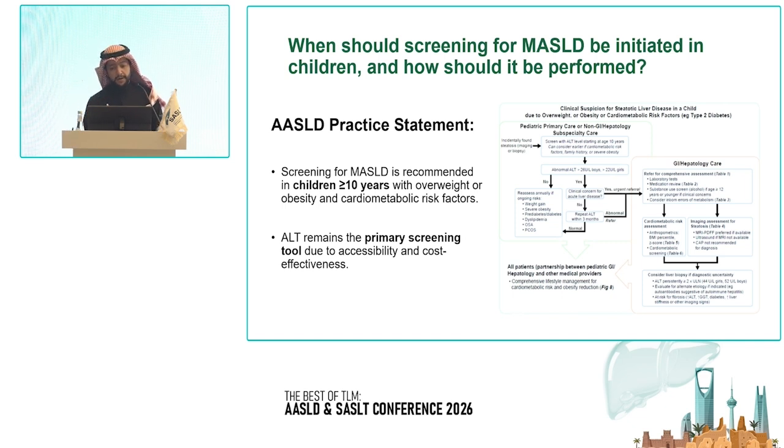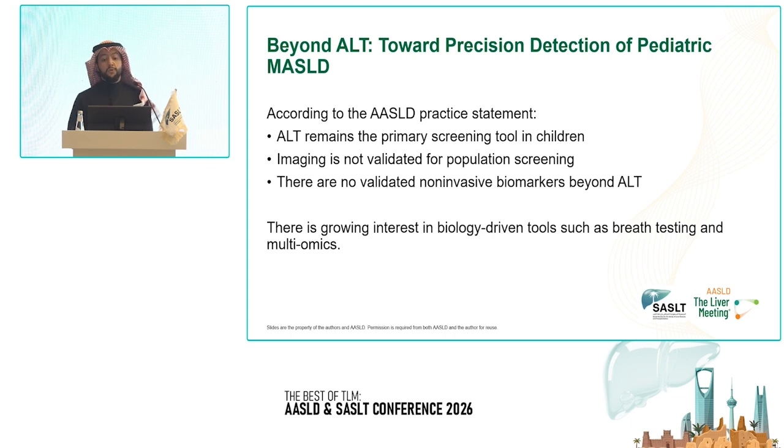So back to the practice statement of the AASLD, when they stated that screening is recommended in children more than 10 years of age with overweight or obesity and cardiometabolic risk factors, ALT remains the primary screening tool. But we know it's the primary screening tool, but having a normal ALT will not rule out MASLD. And imaging is not validated for population screening, and there is no validated non-invasive biomarker beyond the ALT.